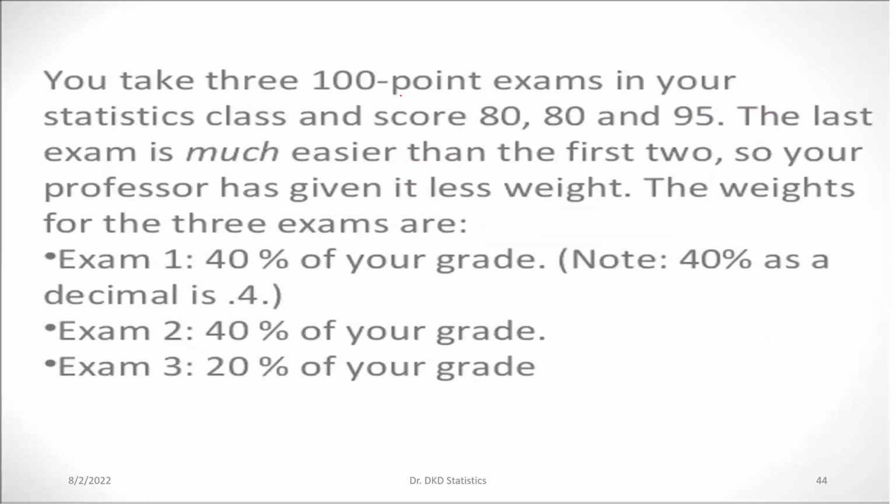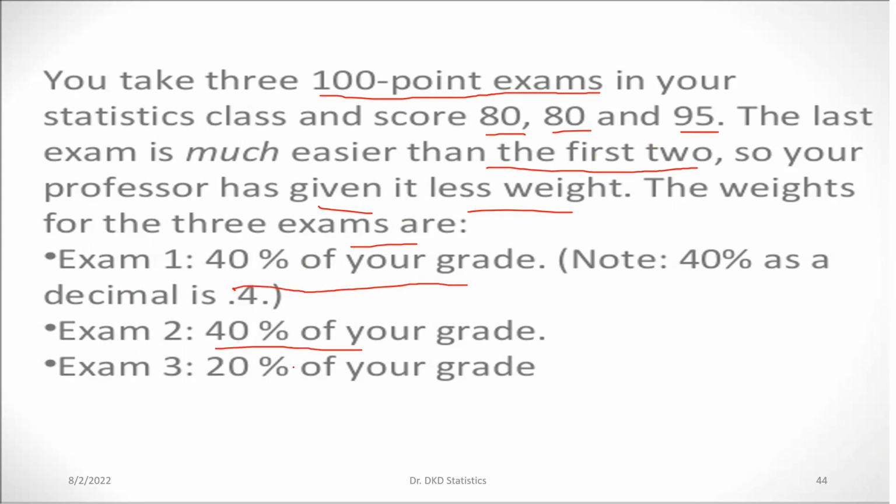So, for example, if you take three exams in your statistics class, out of 100 points each, and score 80, 80 and 95. The last exam is much easier than the first two, so your professor has given it less weight. The weights for the three exams are: exam 1 is 40% of your grade, exam 2 is 40% of your grade, and exam 3 is 20% of your grade.